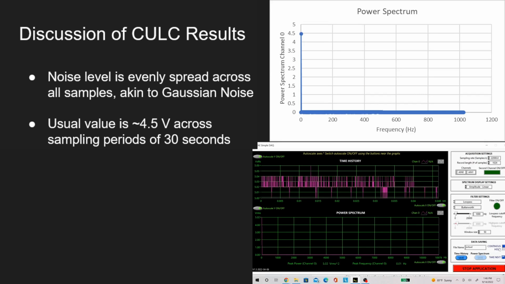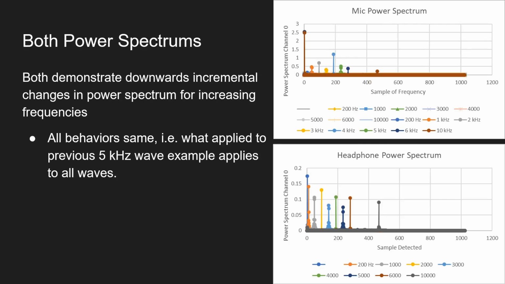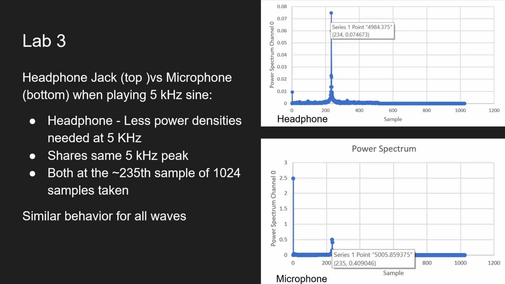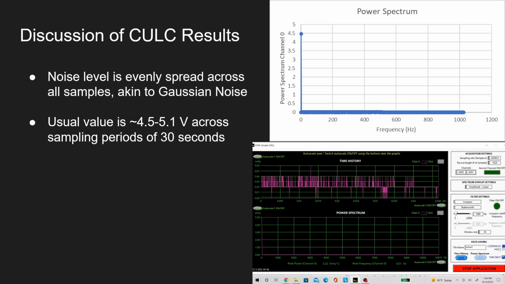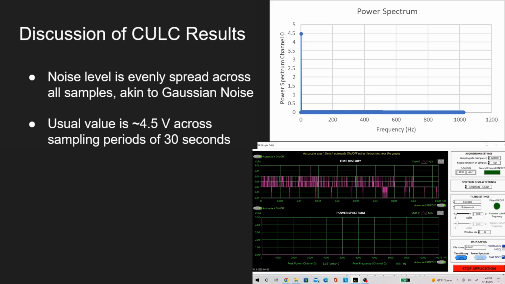And the discussion of the CULC results is that our noise level is evenly spread across all the samples, given that we don't have a peak. So for example, in our previous 5 kHz example, we see that we have some kind of peak frequency to locate, but here inside of the CULC, we see that the noise is generally evenly distributed across all samples. So we could say that's a Gaussian noise.